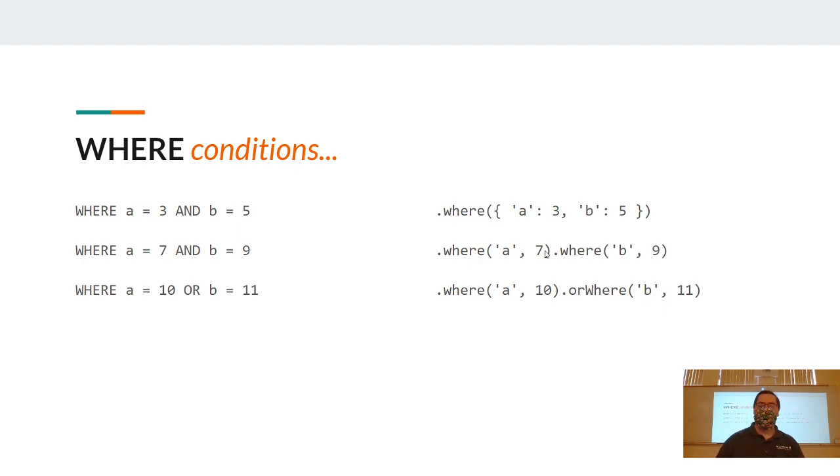If you want to get an or, you say where, and then you say or where. That's the syntax they use. So that should be in order, naturally. Yeah, the or where would need to be second. So you say where A is 10, or where B is 11. So that's the syntax that they use.